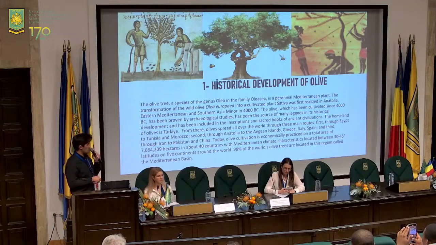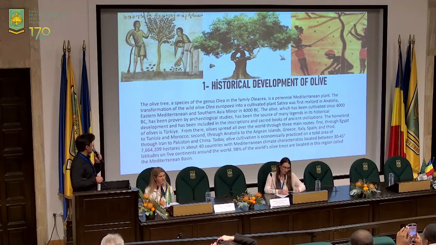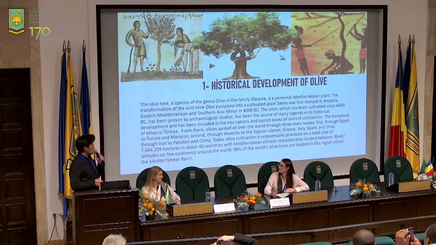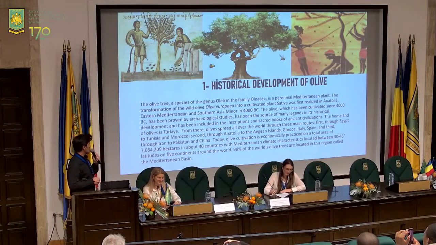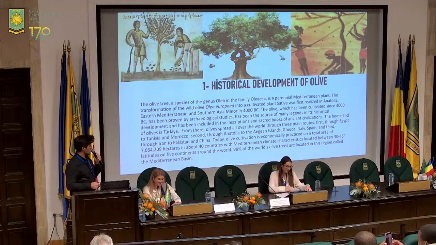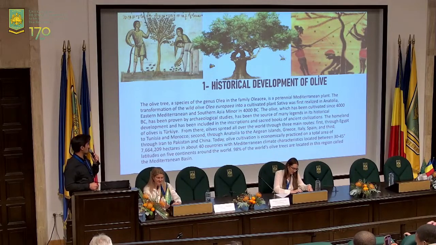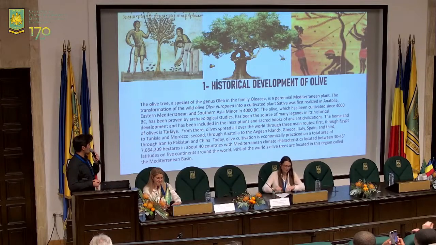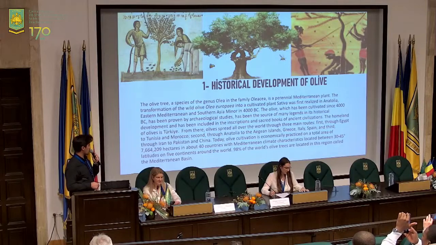Historical development of olive. The olive tree, a species of the genus Olea in the family Oleaceae, is a perennial Mediterranean plant. Transformation of the wild olive, Olea europaea, into cultivated plants, sativa, was first realized in Anatolia, Eastern Mediterranean and Southern Asia Minor, 4000 BC. The homeland of olive is Turkey. From there olives spread all over the world.